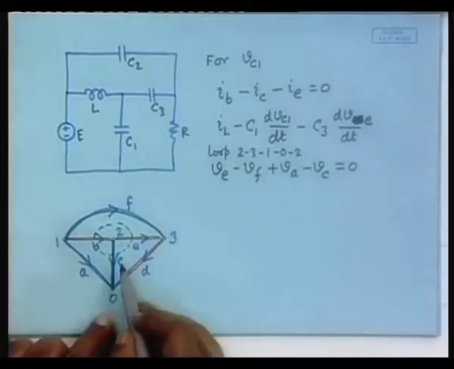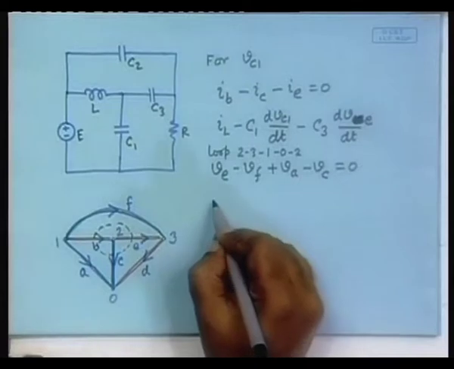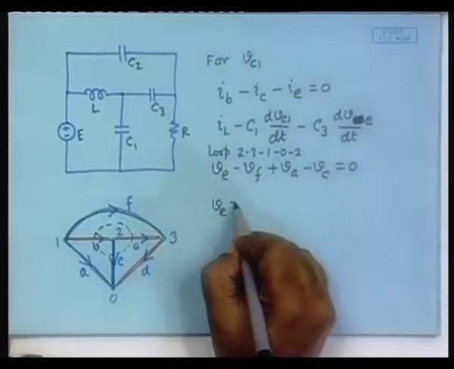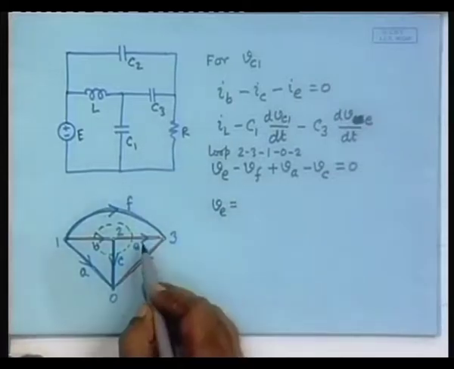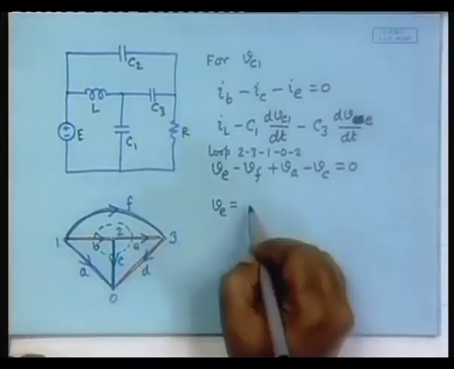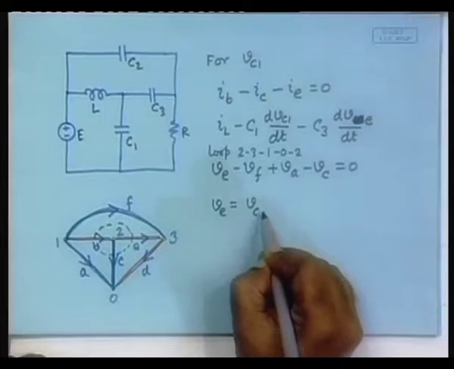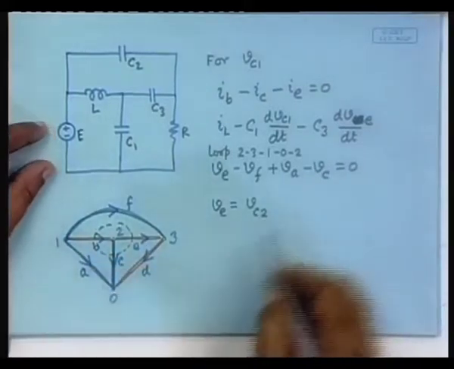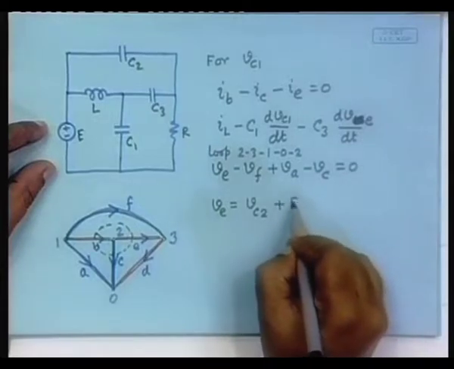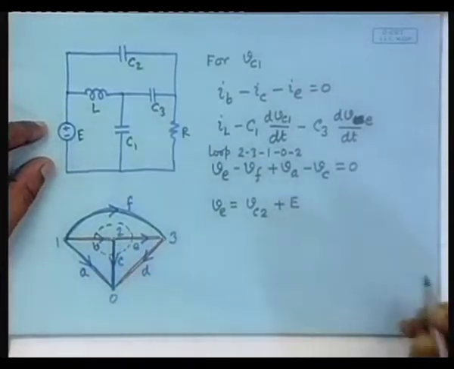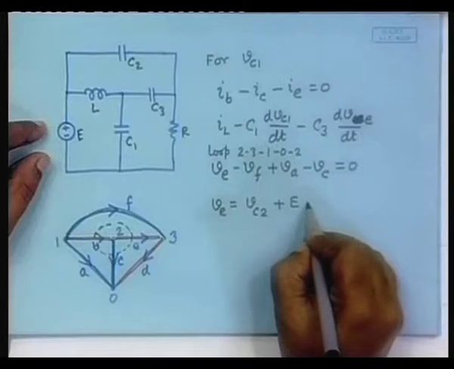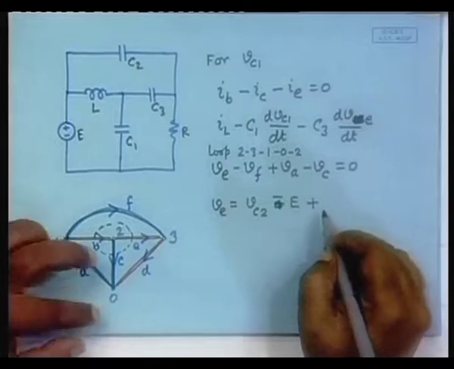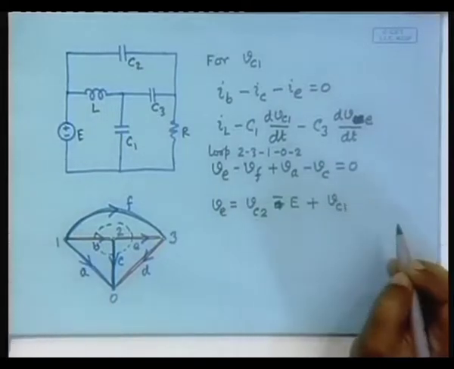We have written this. VE I will put in the left hand side, and we will shift other things to the right hand side. So, VE is equal to VF. What is VF? Okay. VC2, VA which is E, and VC is okay, done.